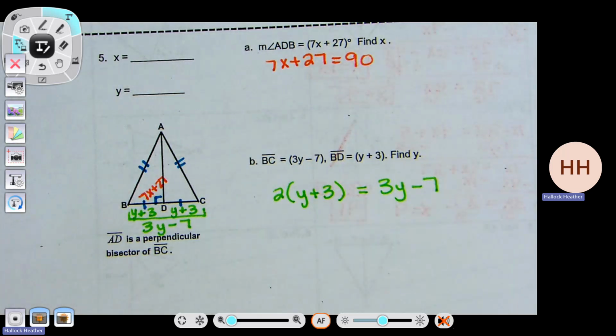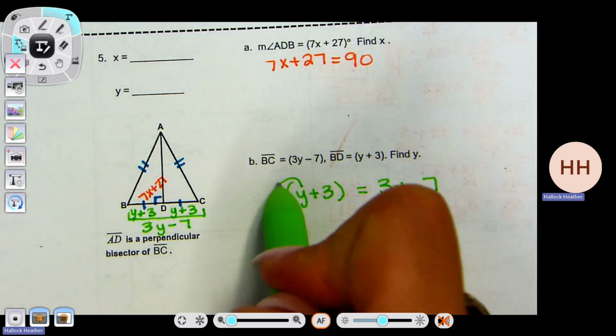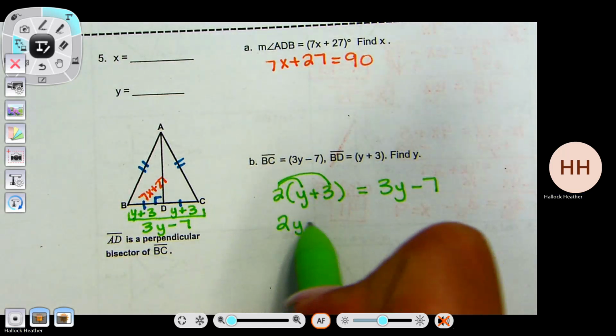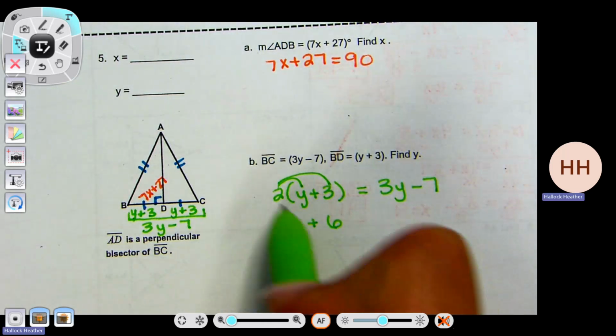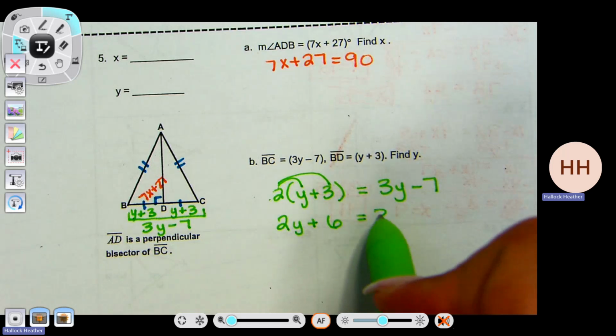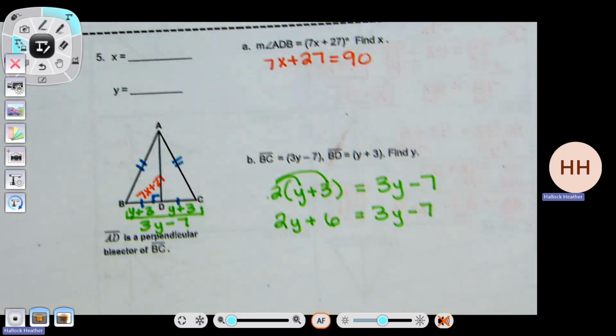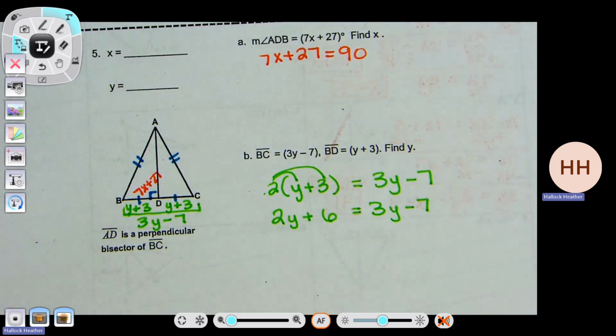And then the parentheses, somebody during first period forgot what the distributive property was. You are distributing into your parentheses to get rid of the parentheses. So you're using multiplication. So 2 times y is 2y, 2 times 3 is 6, and then it's back to a normal problem. And then once you get x and y, just put them there. You don't have to plug them back in.